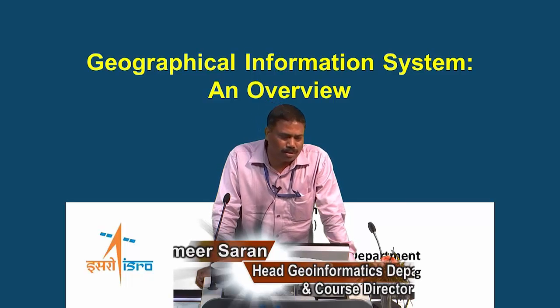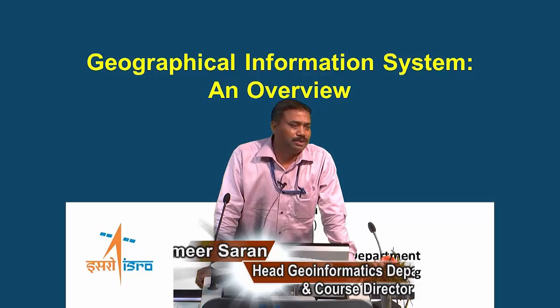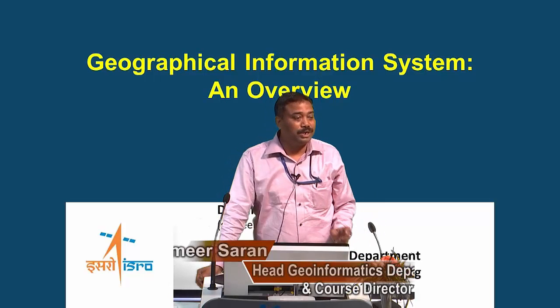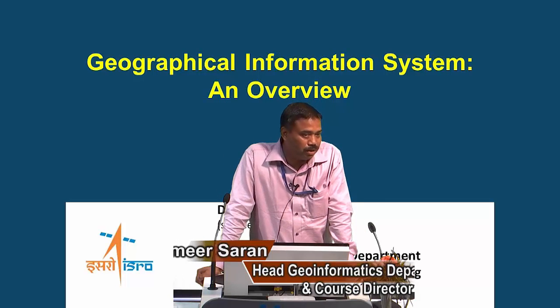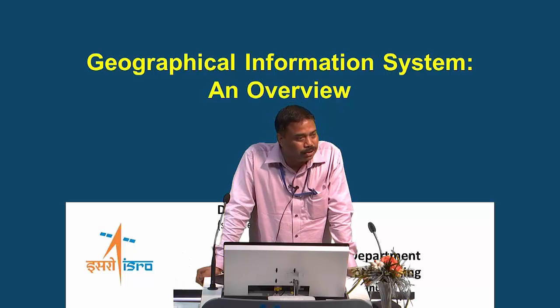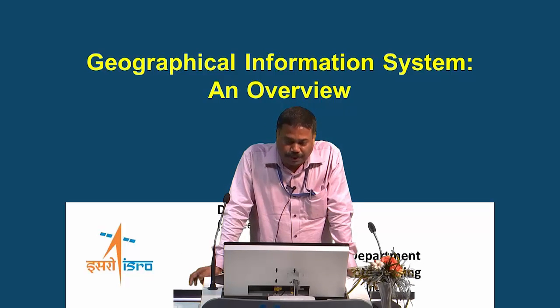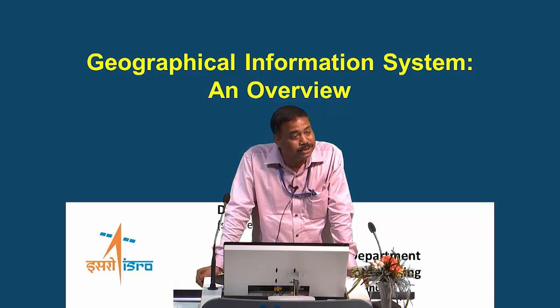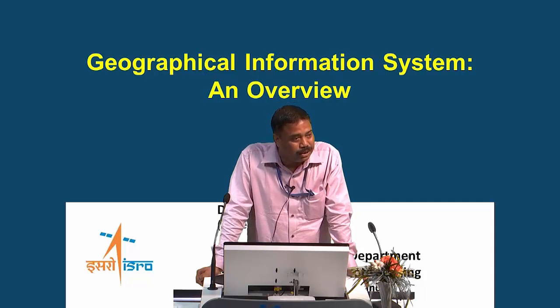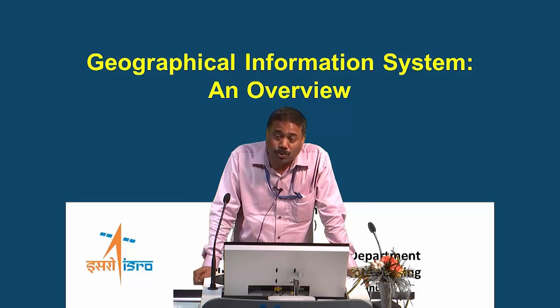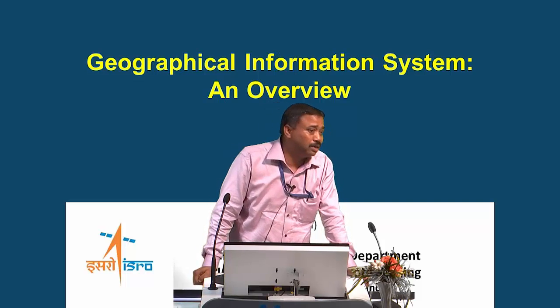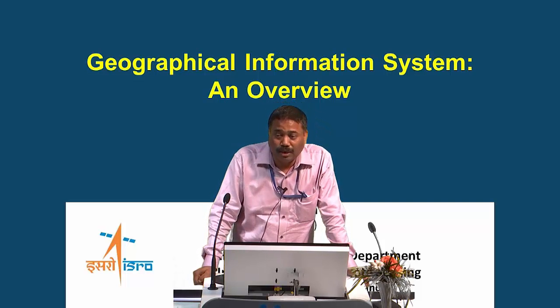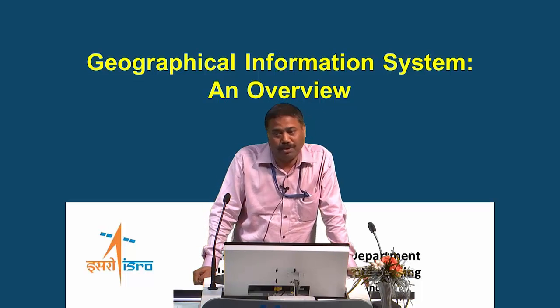But later Tomlinson was called the father of GIS, but in earlier days he was considered to be the person who evolved the geographical information system. So you can see that the utility of GIS is manifold. The reason is it can be used for any application, and you might have seen that a lot of applications are already being used by many organizations.